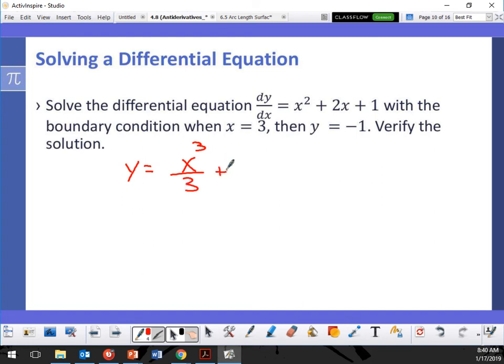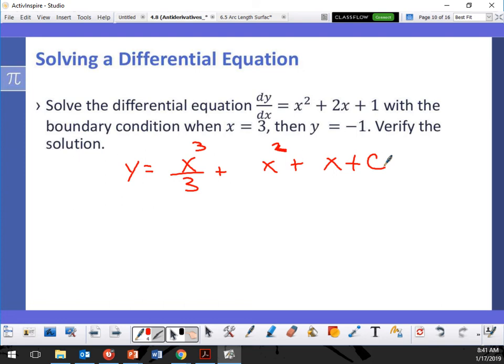Plus, and this next one's going to be x squared over 2, which just gives me 1, so it's just x squared. And then right here, this plus 1 becomes plus 1x, because I'm adding 1. There is no x there, but it gets 1x. And from there, it's going to be plus C.